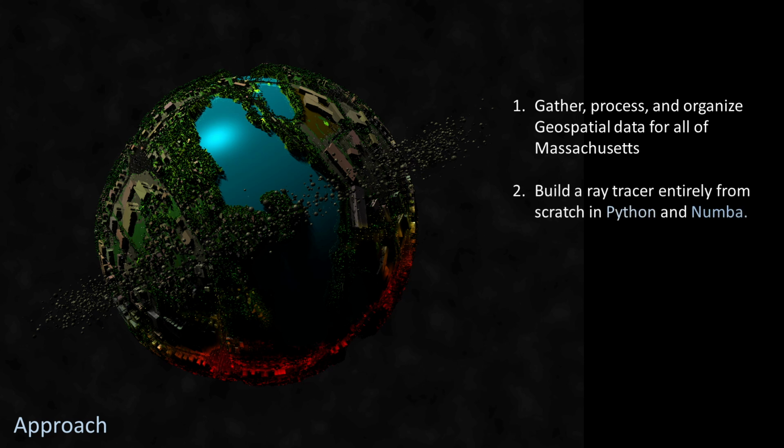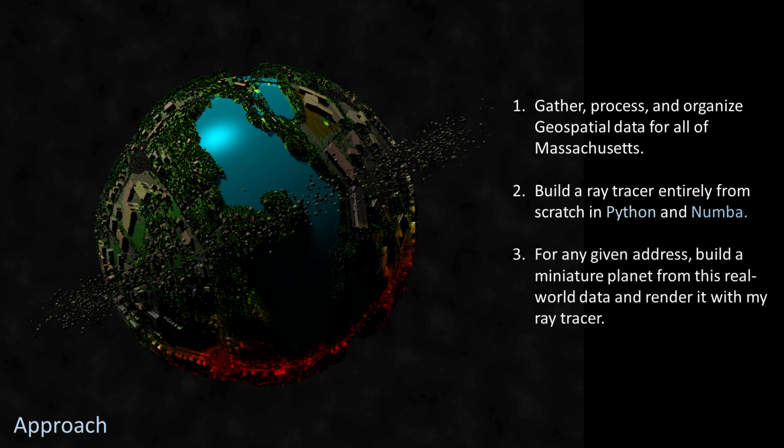The second part was to build a ray tracer from scratch using Python and Numba. I chose Python because as a data scientist, I use Python a lot, and I wanted to see if it would be possible to build a performant ray tracer in this language. Finally, the last part, and probably the most challenging, was to create the actual miniature planet from this real-world geometry.